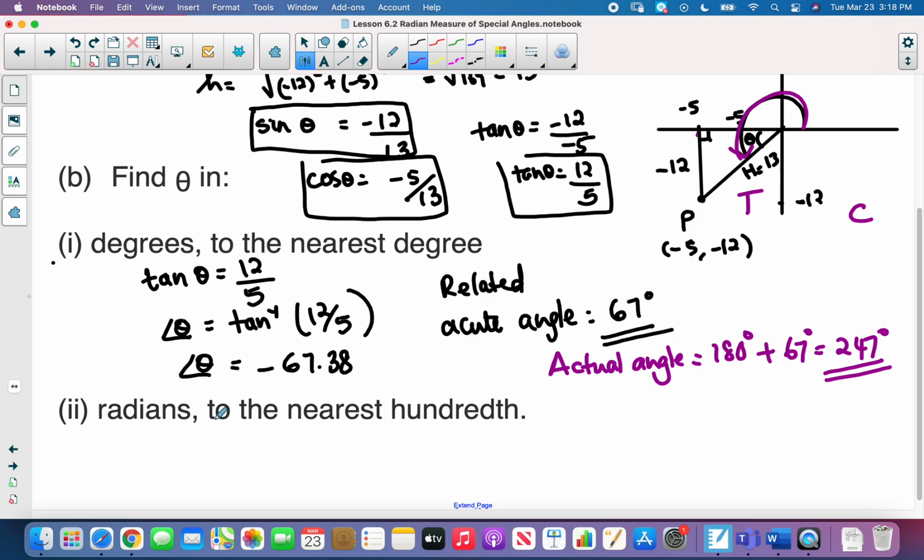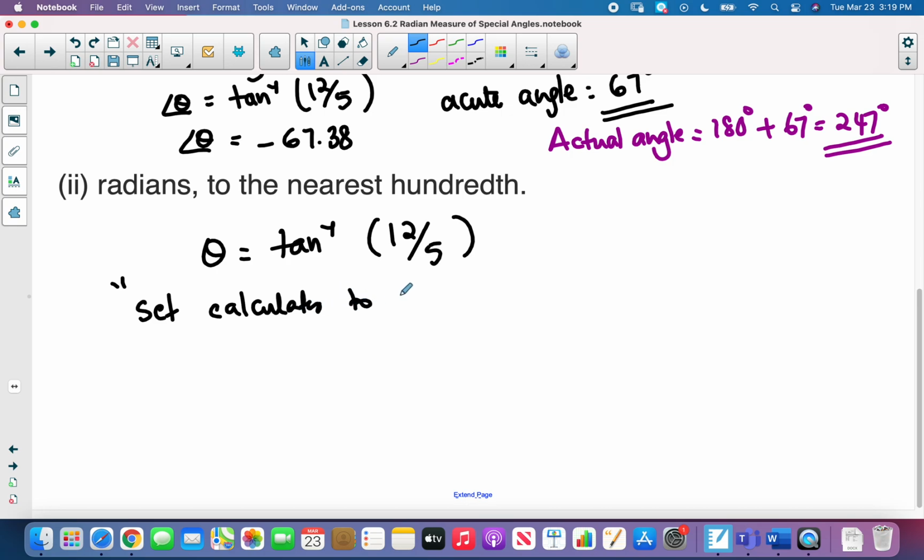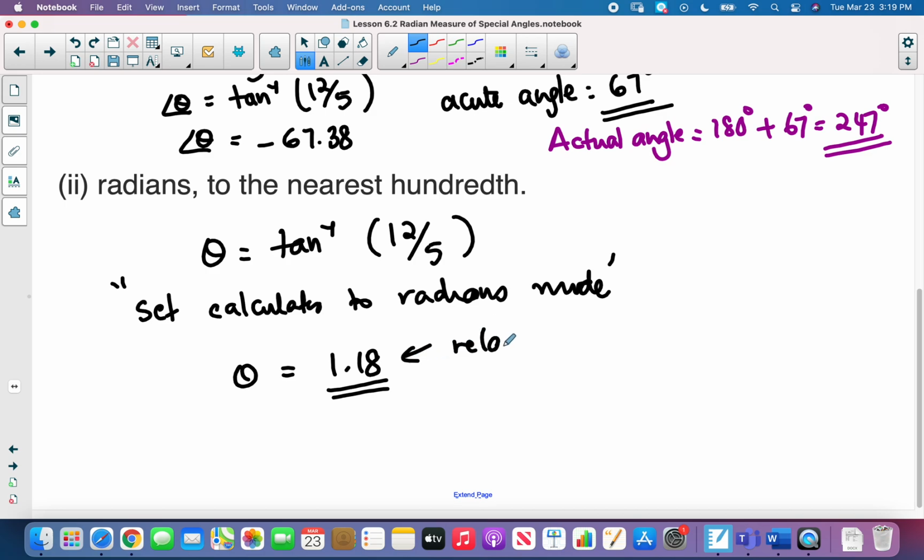If you wanted to find that answer in radians to the nearest hundredth, what would you do? So we would say theta is equal to tan inverse of 12 over 5, like we did. And we have to set our calculator to radians mode. Otherwise, we'll get the same answer we got in the previous part. And so we get theta equals 1.18. And again, this is the related acute angle.